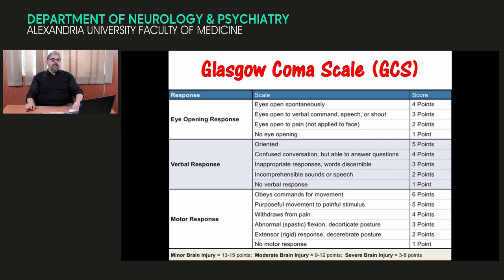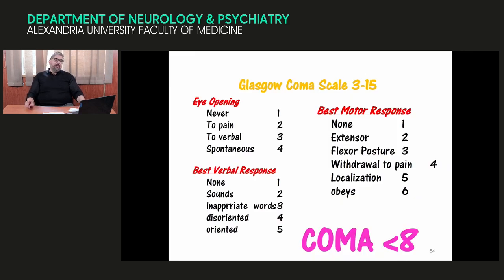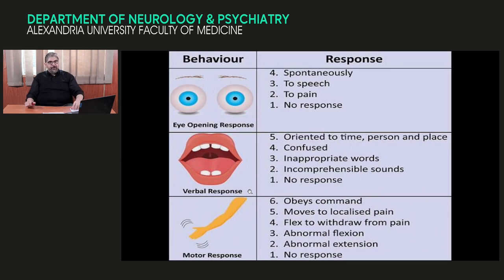And these are the scales: minor brain injury from 13 to 15, moderate from 9 to 12, and severe brain injury or coma from 8 going down. So coma is diagnosed when the Glasgow Coma Scale is 8 or less. This is another graph for the Glasgow Coma Scale.